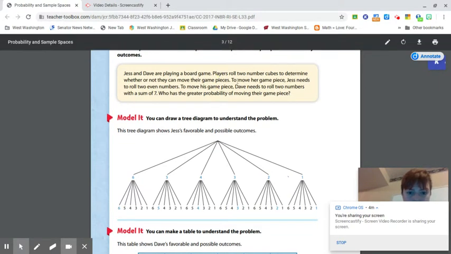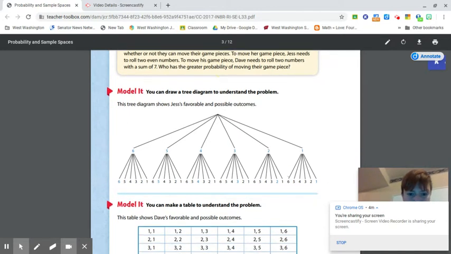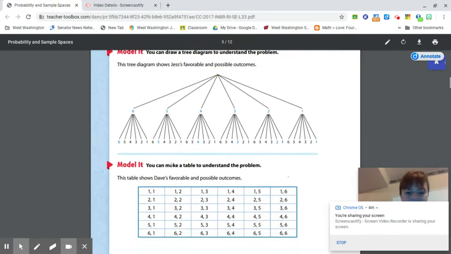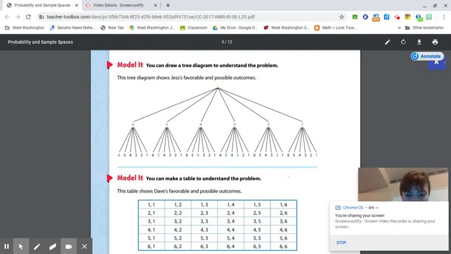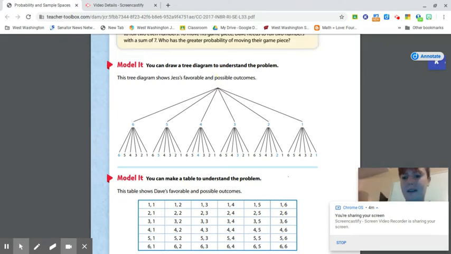It says that she needs to roll 2 even numbers. Does that mean 2 numbers that are the same? It probably does, because that's what's highlighted down here, and that's silly. I'm not in love with that wording. It's very weird, because even numbers are numbers like 2, 4, 6, and 8. Okay, that's strange, but whatever.